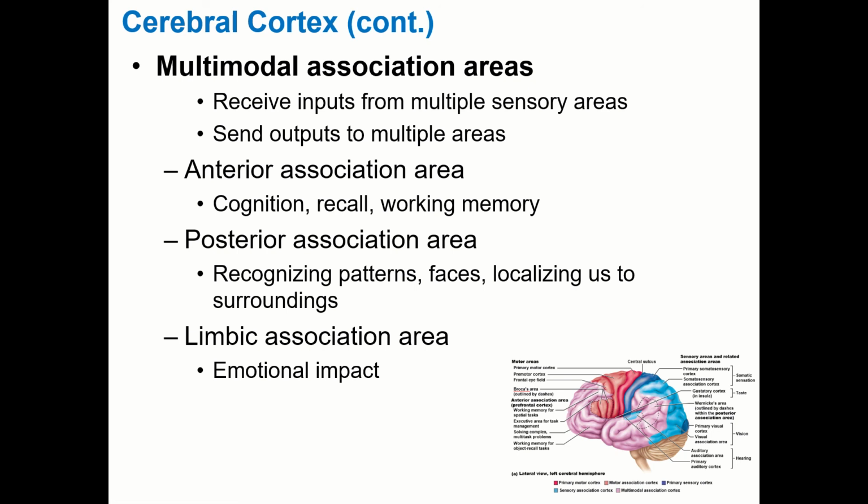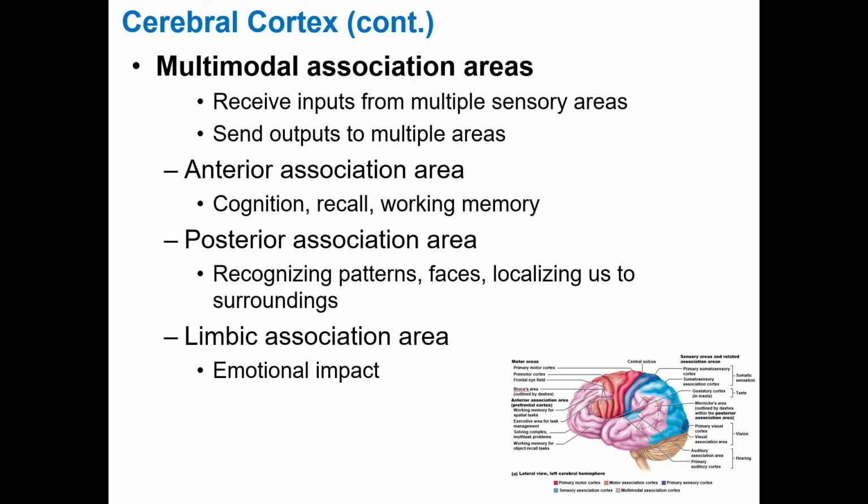So in those multimodal areas, again, you've got interactions of multiple parts of the brain. The anterior association area, you can see there, is responsible for things like cognition, recall, working memory, and also things like judgment and reasoning, persistence, and planning. The anterior association area actually came into play on the very first day of class.